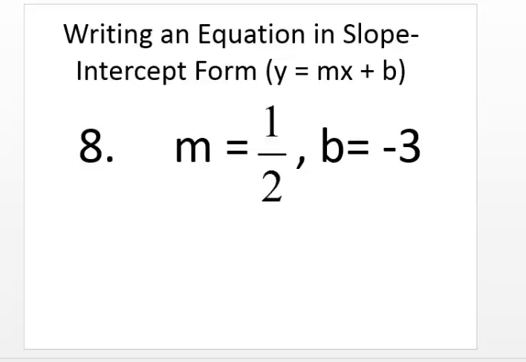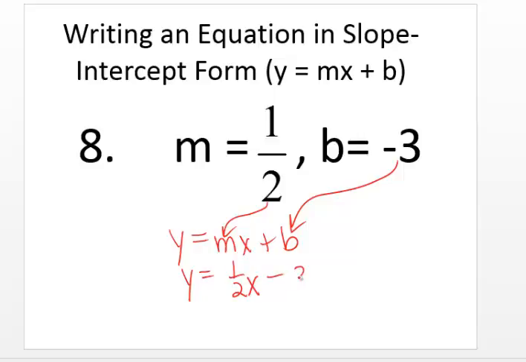So it's very easy to write an equation for a line if you're given the slope and the y-intercept. We'll just fly through these examples very quickly. So y equals mx plus b. I'm going to plug in the 1/2 and the negative 3. So I can write my answer as 1/2 x plus negative 3, or I can simply write minus 3.